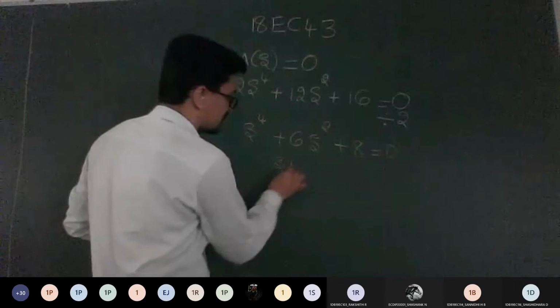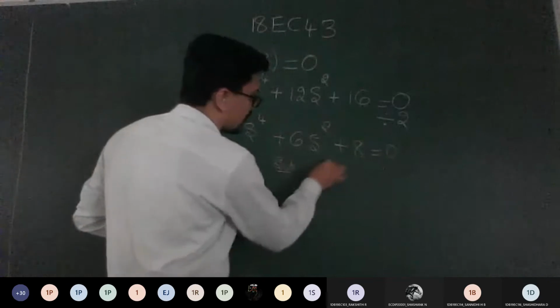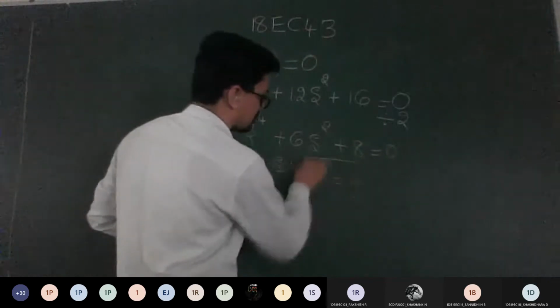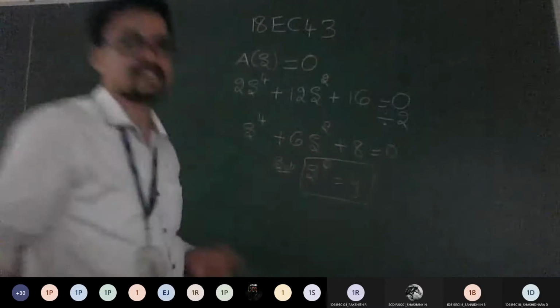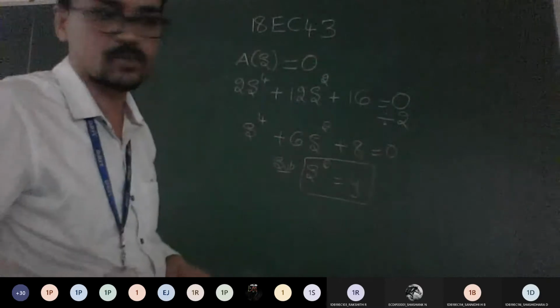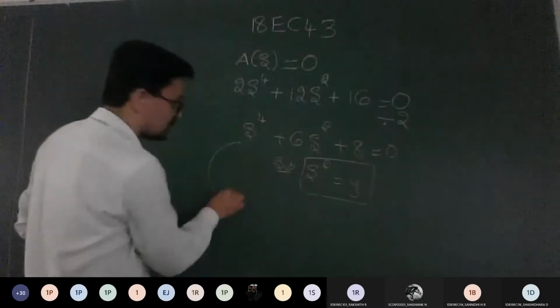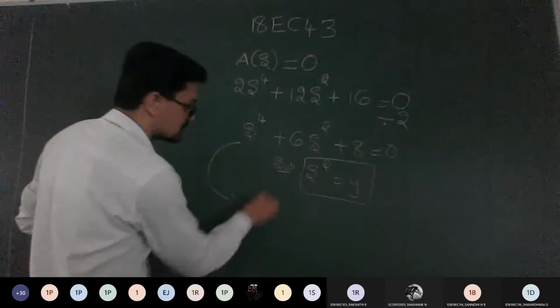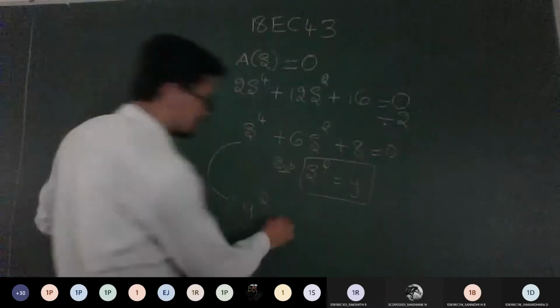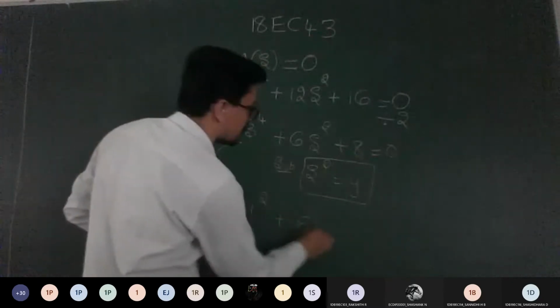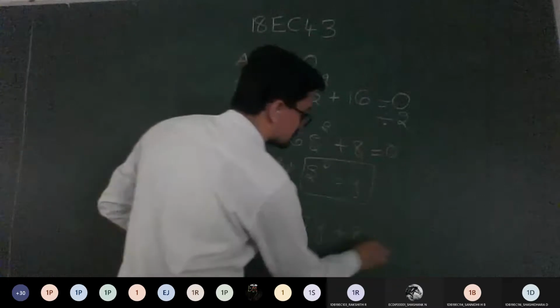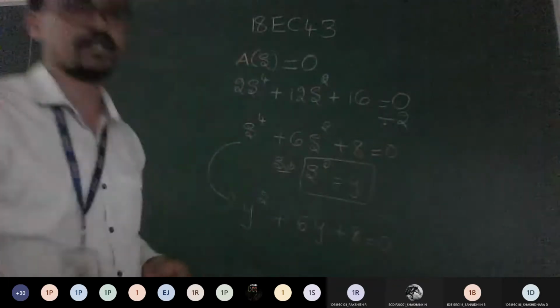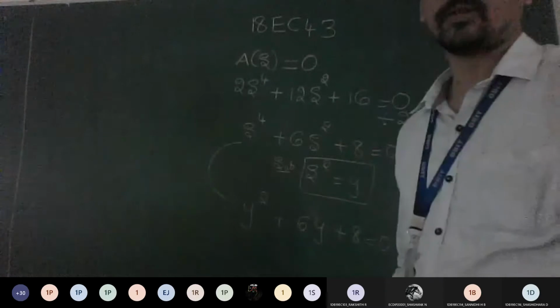Let's substitute s square is equal to some y. So let's substitute s square equals y. If you substitute like this, what is the new equation now? It will be y square plus 6y plus 8 equal to 0. Is this okay to everyone?